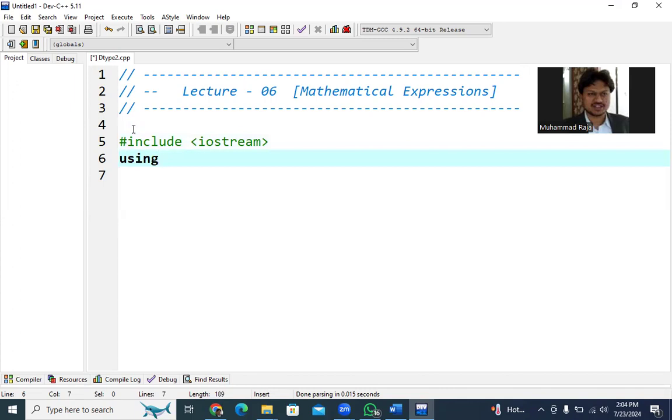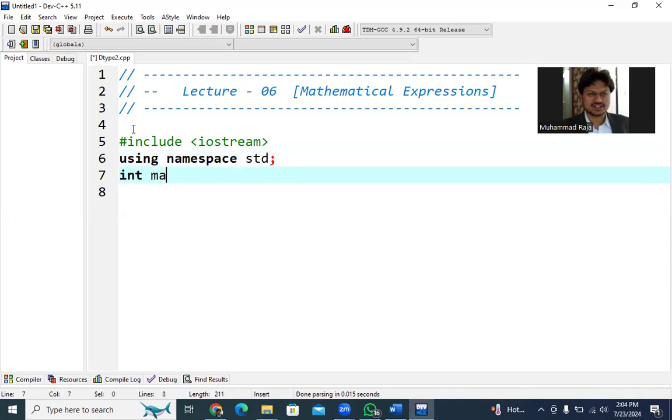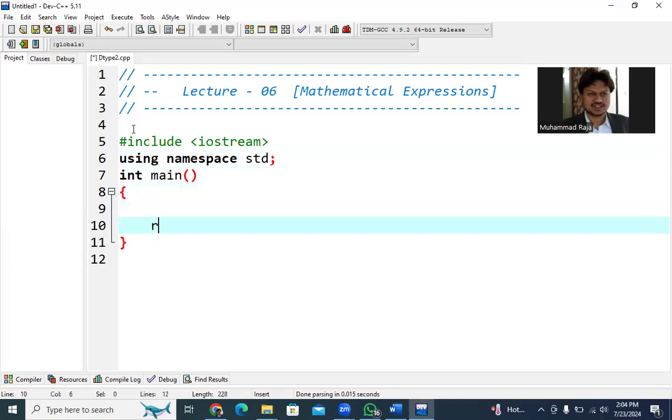Again, I'm going with the basic #include <iostream> and using namespace std. Almost everybody is familiar with these two lines. Remember that without these two lines, we can't code in C++. Then int main, and as a basic practice keep writing return 0.